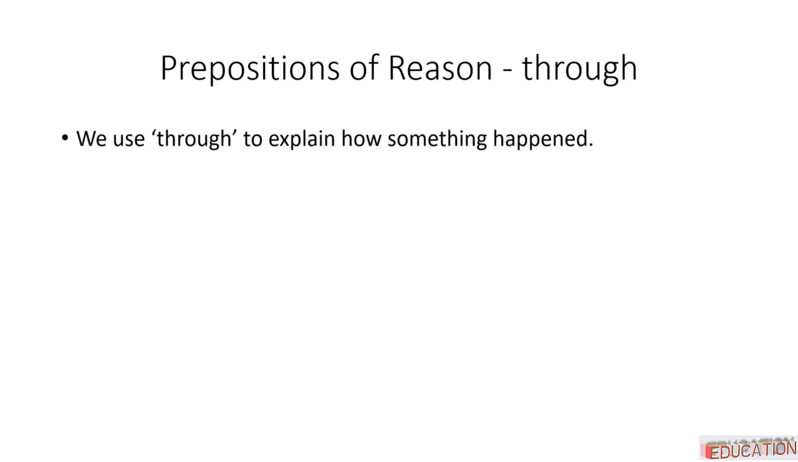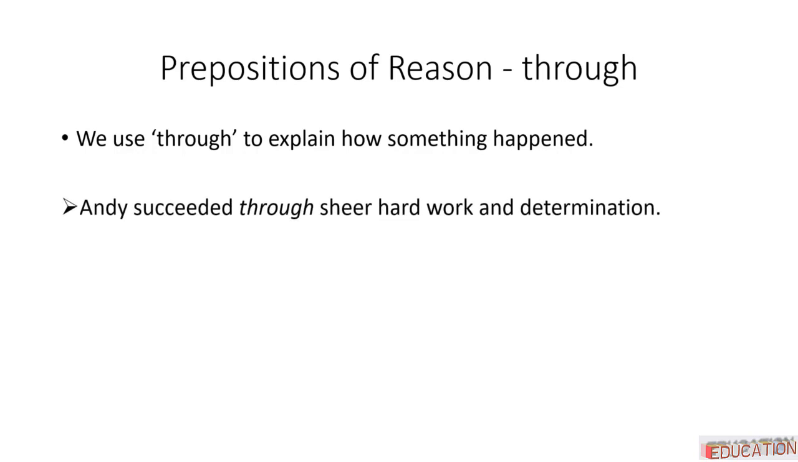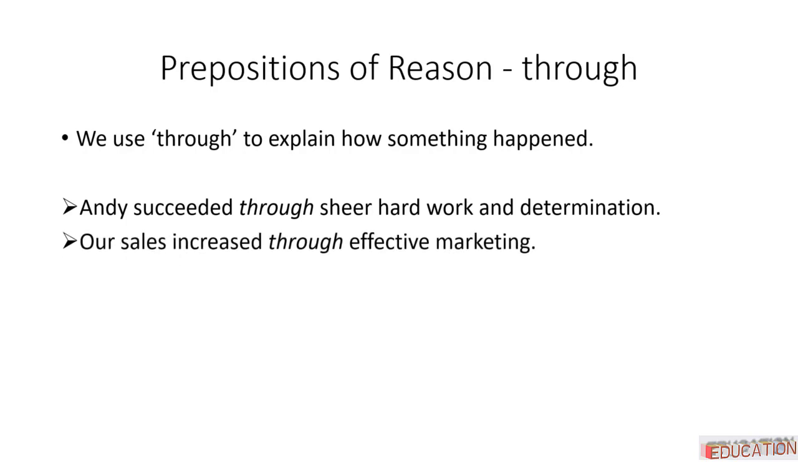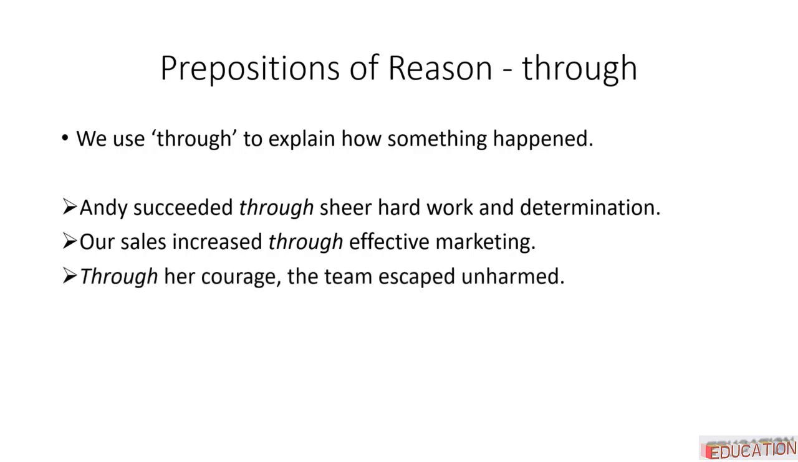And we use through to explain how something happened. So Andy succeeded through sheer hard work and determination. So that the hard work and determination was the reason how he managed to succeed. Our sales increased through effective marketing. Again, effective marketing being how we managed to increase sales. Through her courage, the team escaped unharmed.